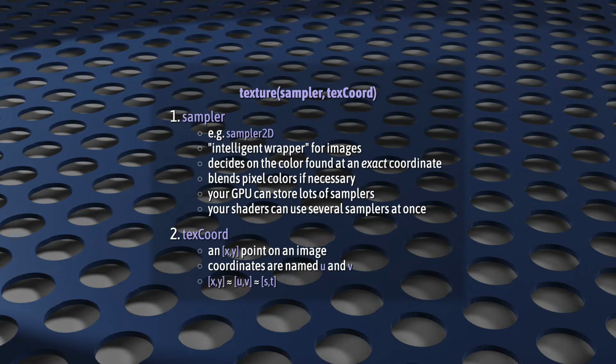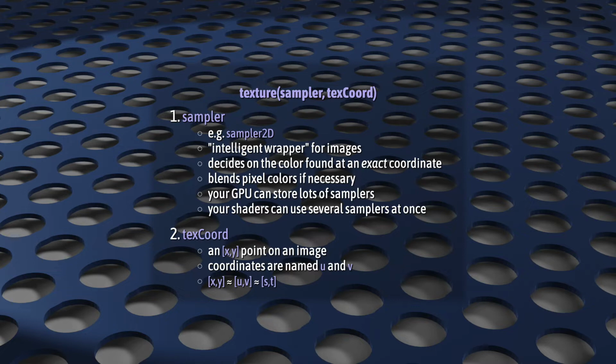You can sort of think of a sampler as an intelligent wrapper for an image. It's able to quickly decide what color is found at a certain very exact coordinate. If that coordinate is somewhere between two or more pixels, the shader will figure out the best way to blend those pixels into the most correct color value. Your GPU is able to store lots of samplers, and your shader is able to use several samplers at once. So this sampler variable is used to identify the sampler that you want to use.